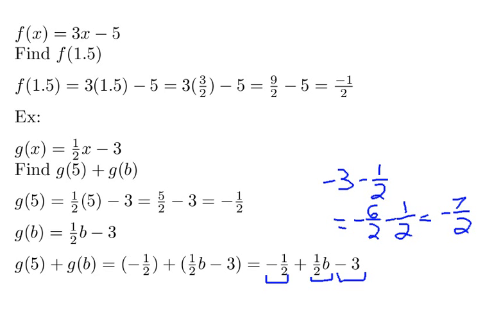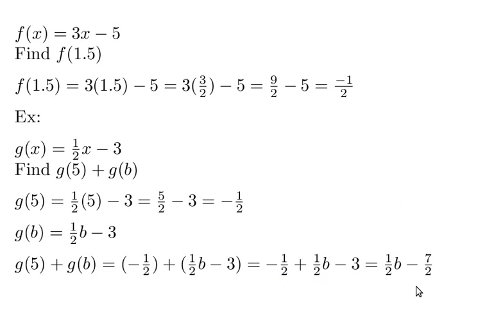So that means what we have here is to combine these two terms, we get 1/2 b minus 7/2. So we just combine these two terms to get negative 7/2. So that means that this is going to be our answer. We have g of 5 plus g of b equals 1/2 b minus 7/2.